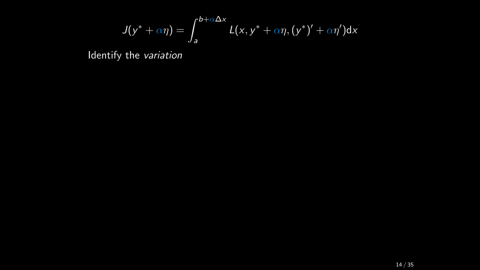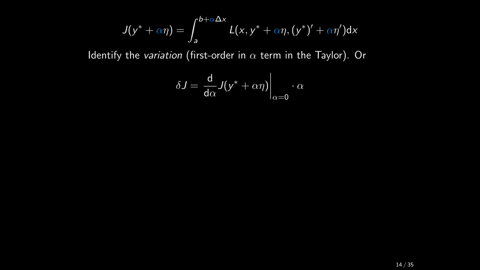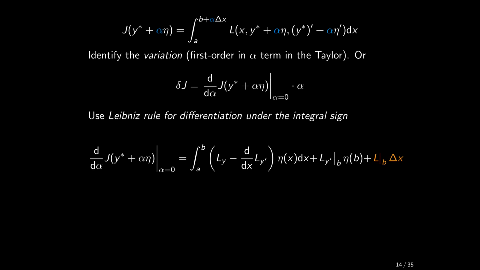We need to identify the variation of the functional J and analyze under which conditions it vanishes. We can do it by isolating the first order term, first order in alpha, in Taylor's expansion, or equivalently by finding the derivative of J with respect to alpha, evaluated at 0, times alpha. We are now about to differentiate an integral with a variable upper limit. We can use Leibniz rule for differentiation under the integral sign for it. Look it up on your own if this is already evaporated from your memory since your undergraduate times.